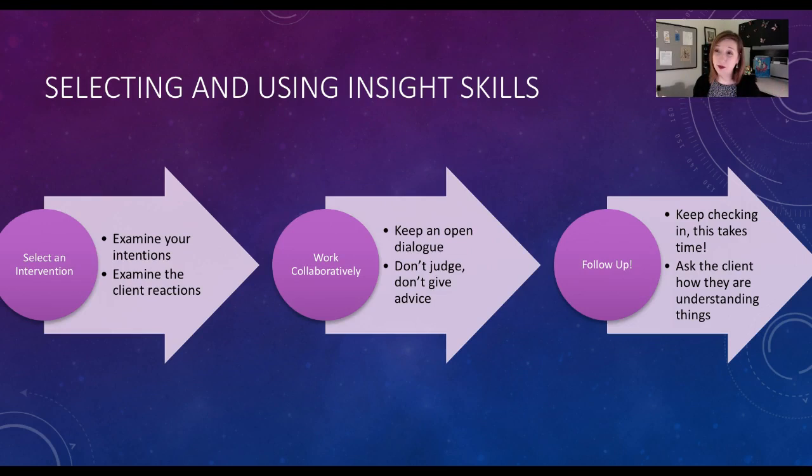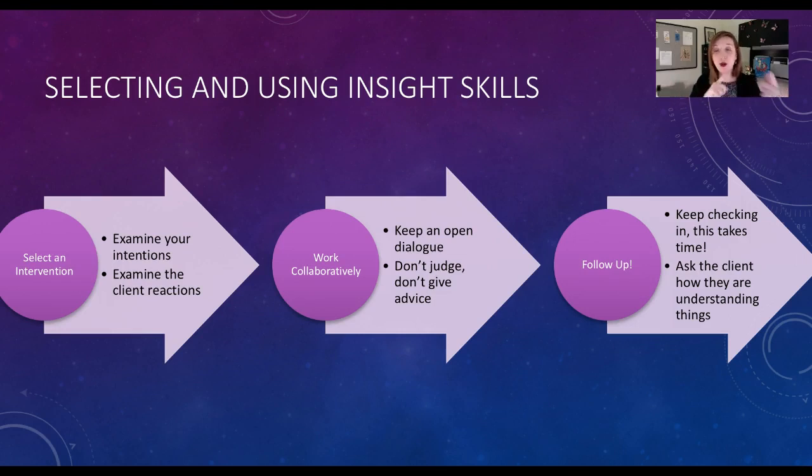Next, you want to keep doing this work. Insight work takes time. You might try some of these skills and they're not going to get it right away. You're going to probably have to go back over some stuff with them, and it might take a while for them to really be ready to grapple with this. So keep an open dialogue about this work. Be immediate about the fact that you're working on building insights and it takes time, and don't judge them and don't give advice.